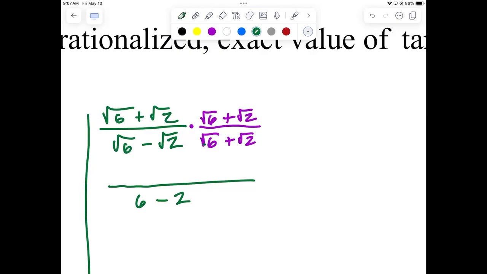Now, on the top, you have the same quantity. So you're going to have to square, multiply, double, square. Square, multiply, double, square. So you square the first. And to get the middle term, because they're not opposites, they're the same, you're going to double. So you're going to get square root of 12 doubled, which is plus 2 square root of 12.